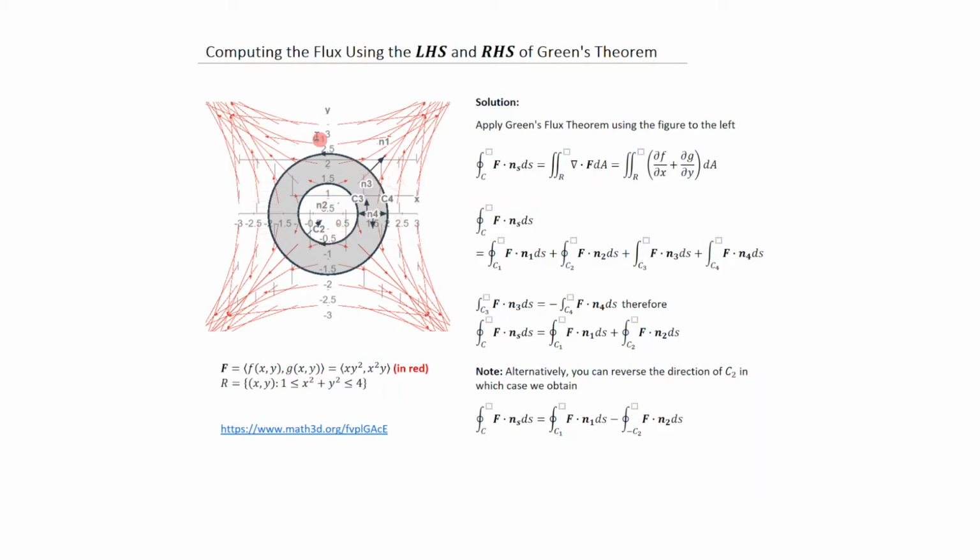And this in red is the vector field. If you want to look at it, you can. It's accessible at the URL that's shown here.